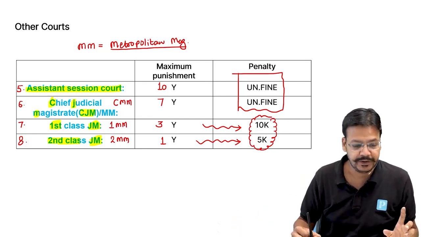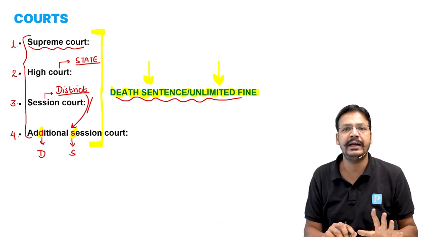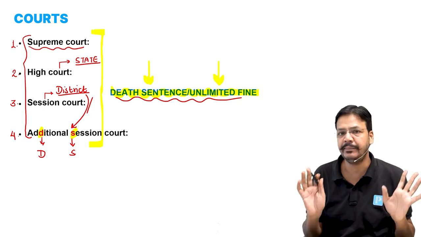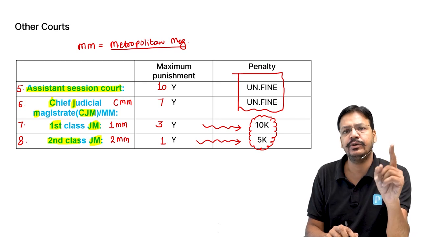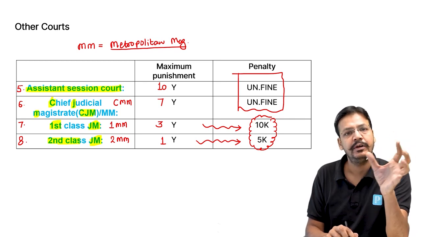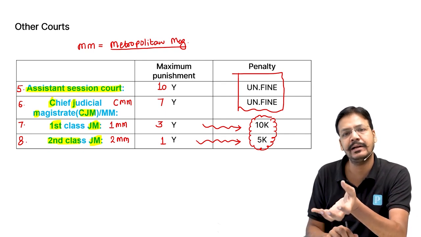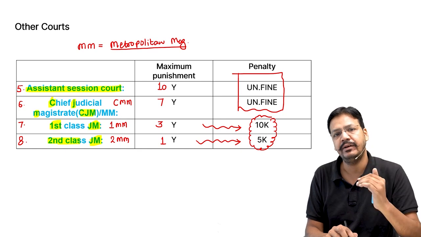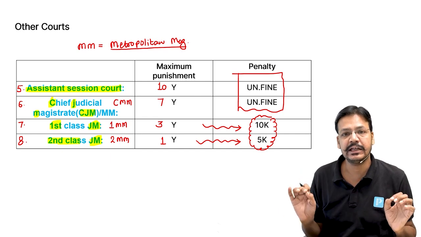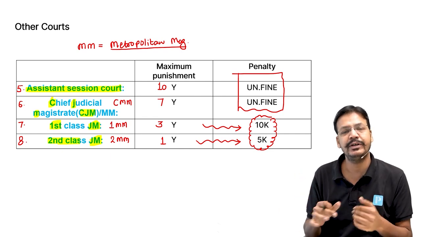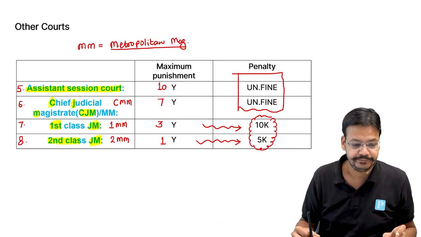You can remember the different punishments of the courts: Supreme Court, High Court, Session Court, Additional Session Court. Death sentence, unlimited fine. Assistant Session Court, CJM or CMM, first class JM or first class MM, second class JM or second class MM: 10, 7, 3, 1. What about the fine? Just remember the lower 2. Second class 5,000, first class 10,000, all remaining unlimited fine. So these are the different courts in India.